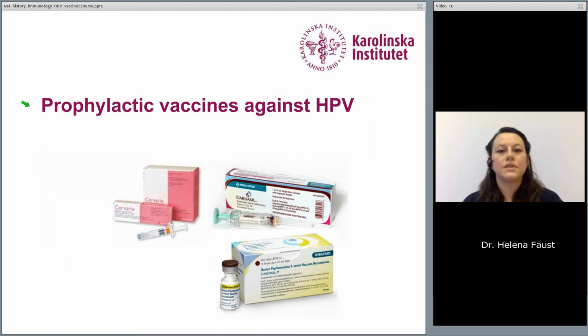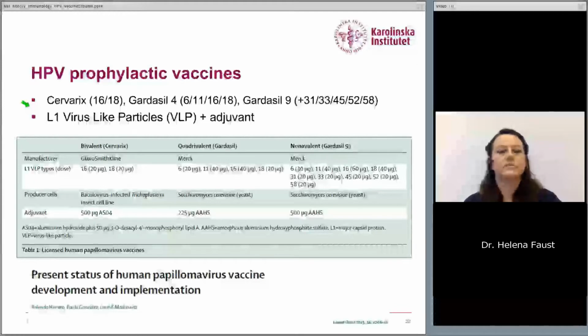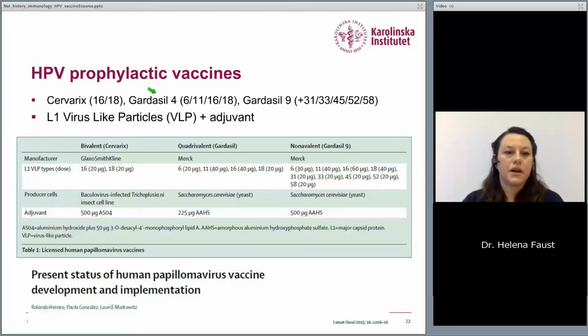So how can we avoid HPV? We are lucky that there are prophylactic vaccines available. At the moment, there are 3 licensed prophylactic vaccines available: GlaxoSmithKline producing Cervarix, and Merck's Gardasil 4, and the next generation Gardasil 9.